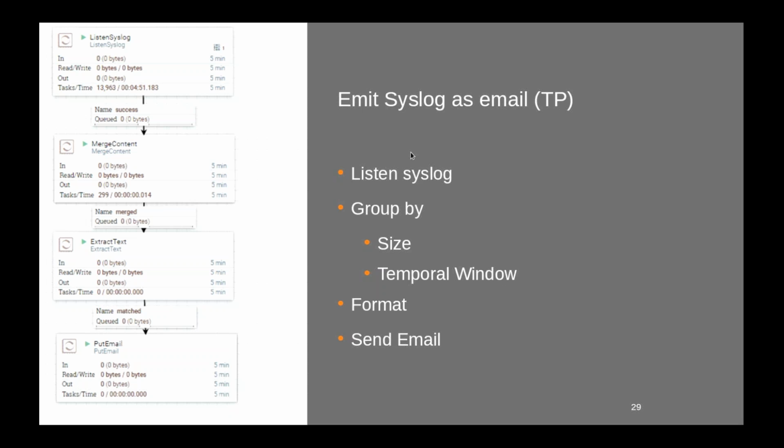So you could classify, filter, all the stuff here in the middle after the text is extracted. What it's doing, in a nutshell, is listening to syslog calls, then grouping them by size and temporal window, so we can actually normalize it and push it into Vistamar. Then we're giving them some format, and then we're sending the email with this format.